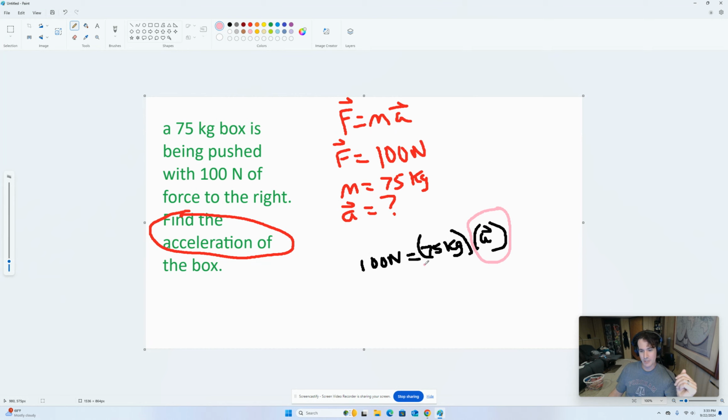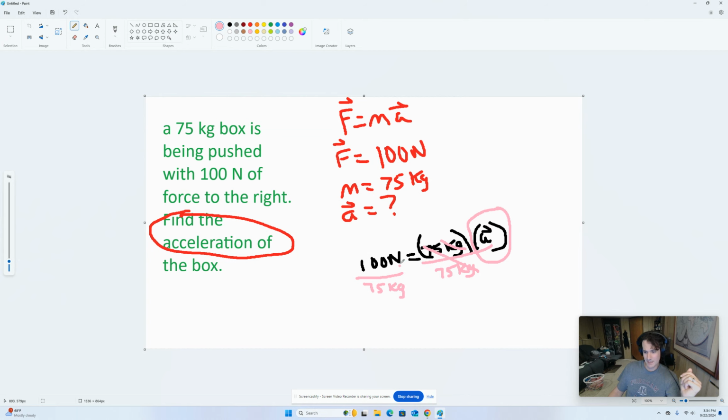The inverse operation is division. Multiplication and division undo each other. So in that case, I'm going to divide. I want to get this by itself, so I'm going to get rid of the 75 kilograms. How do I do it? Just divide by 75 kg. It goes bye-bye. In algebra, if I do it to one side, I must do it to the other side. So dividing by 75 kilograms.